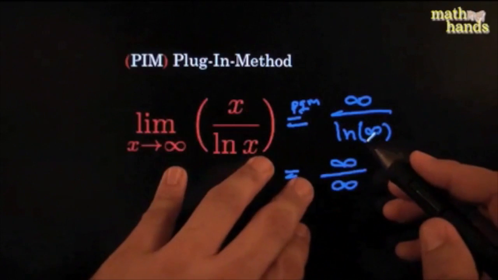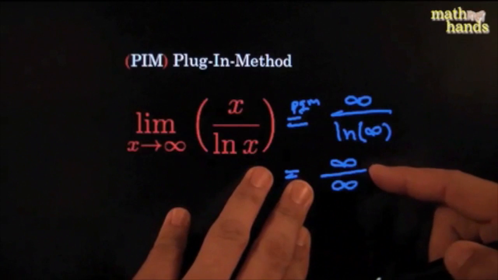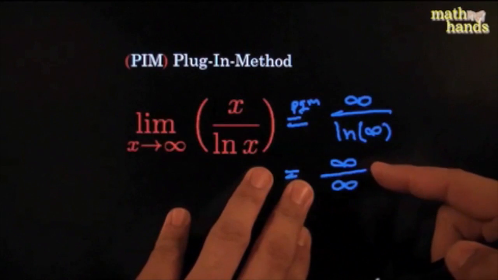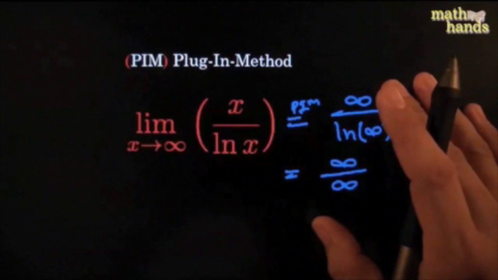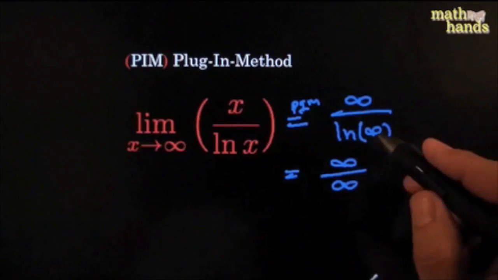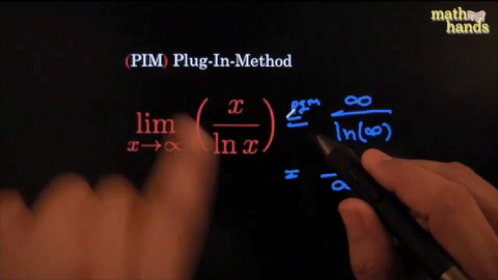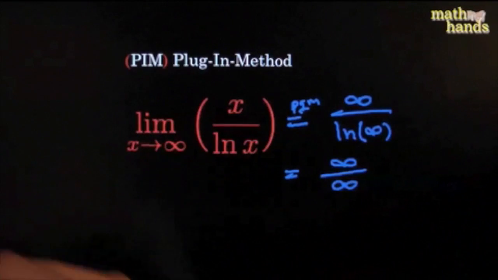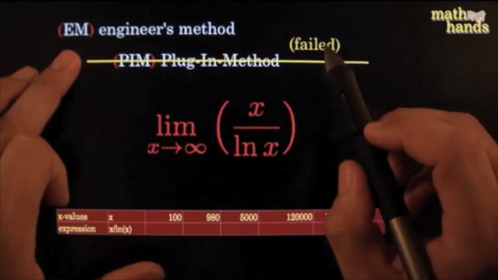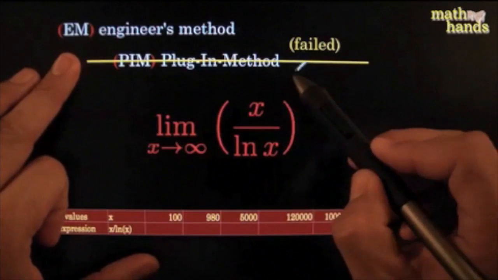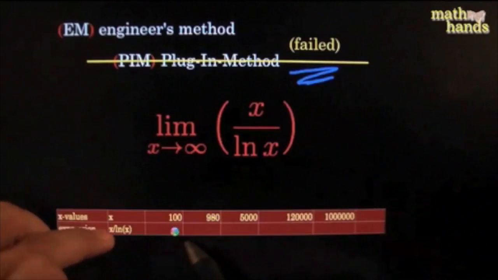Look what you got. What do you have here? Indeterminate form. By the time you get an indeterminate form, you should be thinking, whoa, more work is needed. And so we go back to the only other method that we know besides the plug-in method, and that would be, of course, the engineer's method. So we declare the plug-in method failed here. Failed miserably because we get an indeterminate form.